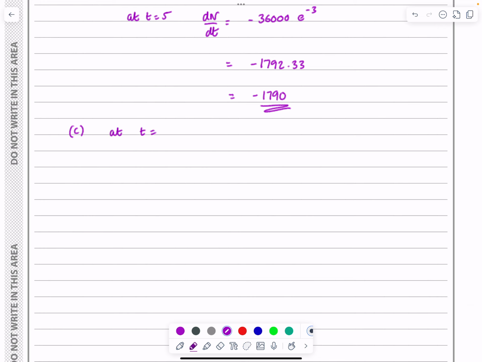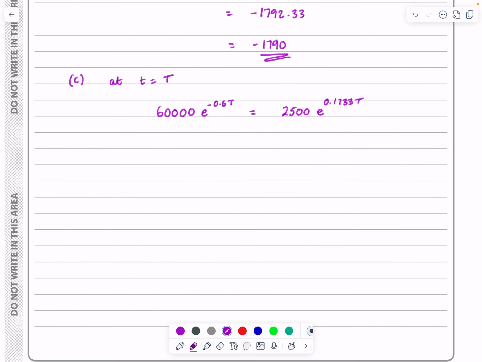So at t equals T, 60,000 e to the minus 0.6T, that's putting t equals T into the second formula, is going to be, not A e to the kt, we've got our values here, is going to be 2,500, that's A, e to the, and use the values that we had, 0.1733 as our k up there, and now I've just got to solve that equation there. So let's divide everything by 2,500 first.